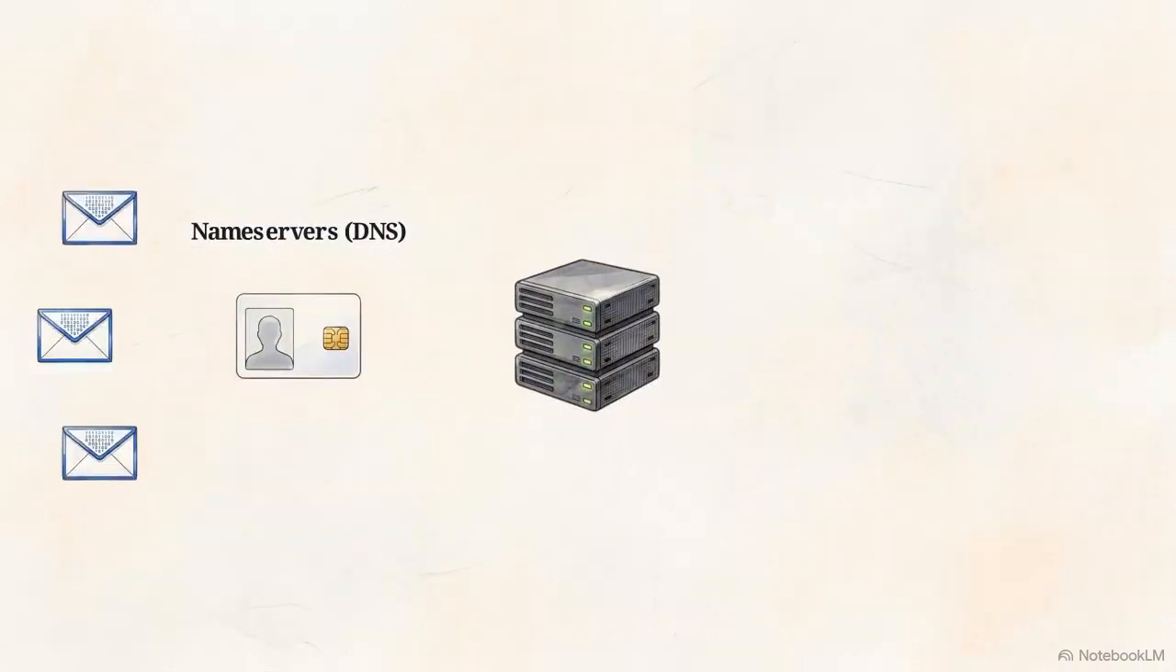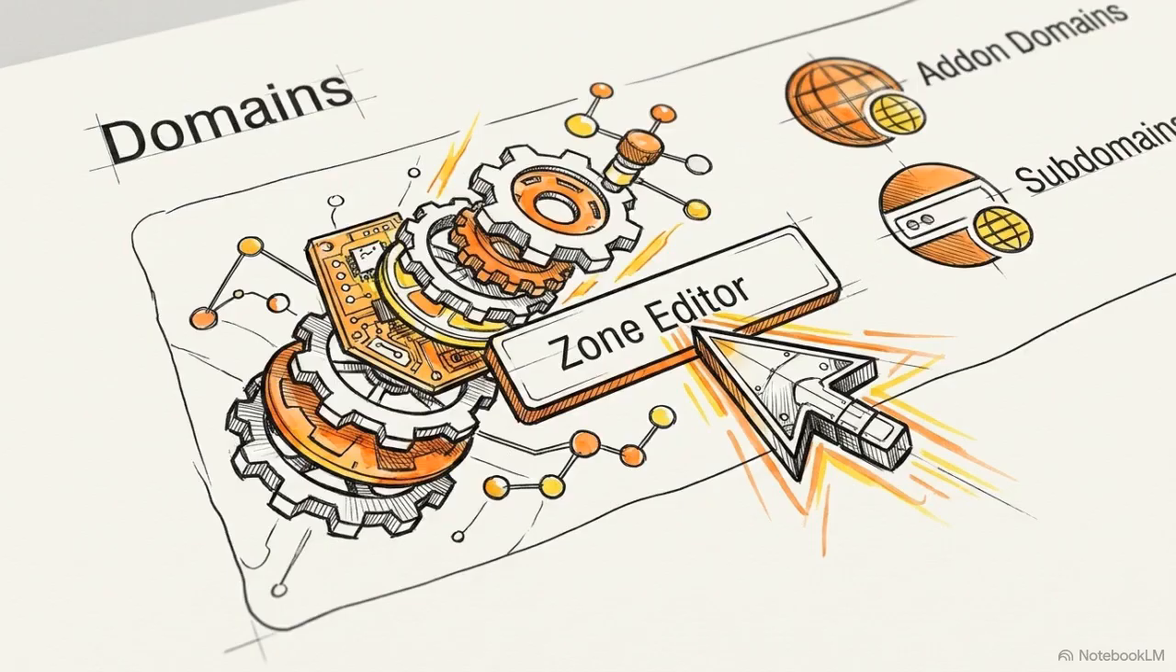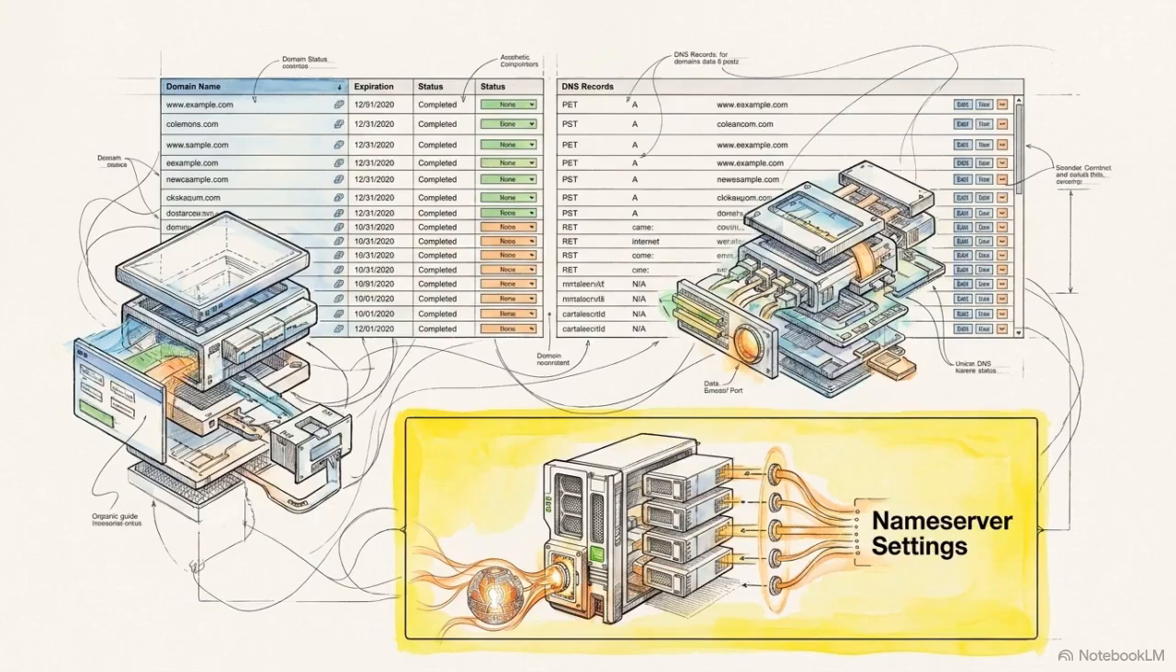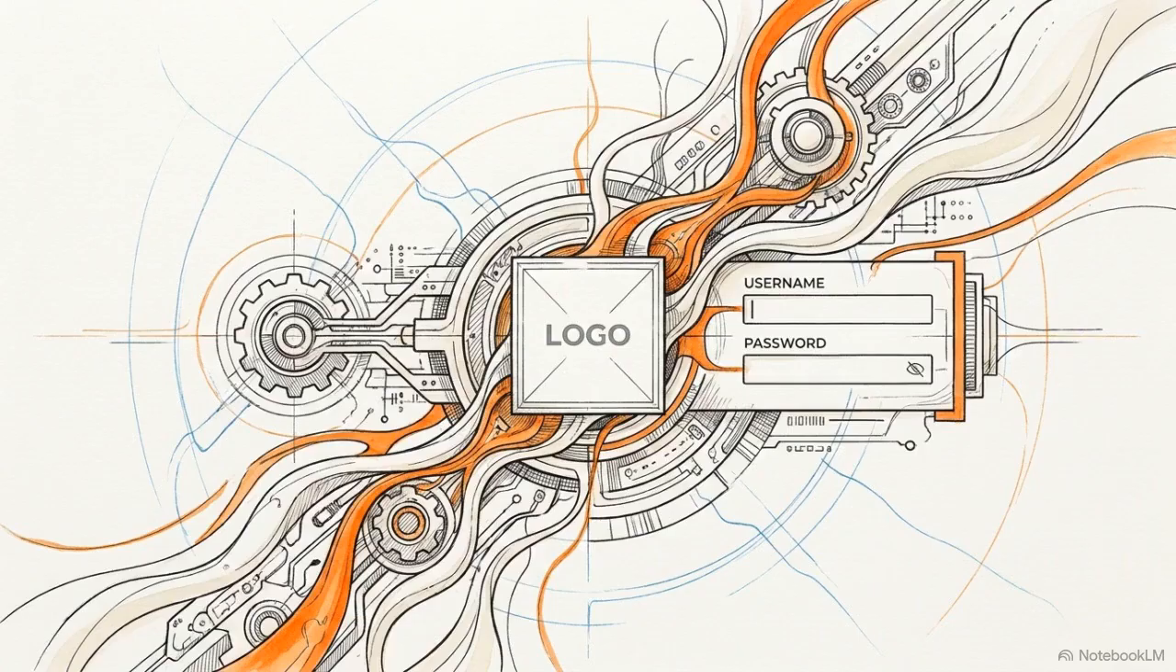Our first task is identifying the specific connection details your server uses to recognize incoming traffic. Navigate to the Domain section and open the Zone Editor. From here, select a domain that is already active on your account to view its settings. Look for the Nameserver settings at the bottom of the page. You need to copy the 2 addresses listed here, typically formatted as NS1 and NS2, followed by your hosting provider's domain. Now log in to your external domain registrar.